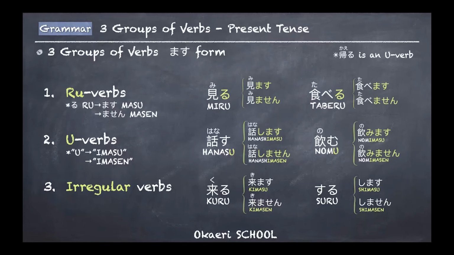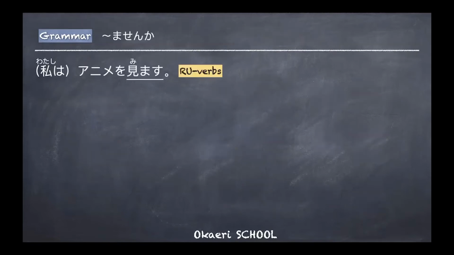And u verbs. Instead of dropping る, the consonant remains and you replace the u part with います、いません. So 話す、話します、話しません, to speak. 飲む, to drink, 飲みます、飲みません. Good. Other than that, they are irregular. 来る to come, 来ます、来ません. する to do, します、しません. Good. Did you remember all of them? Let's say some. Good. Well done.